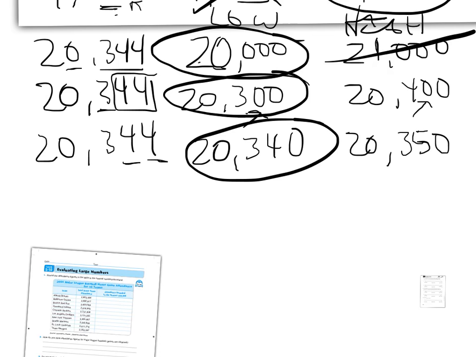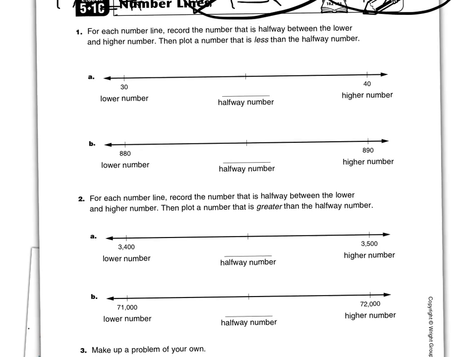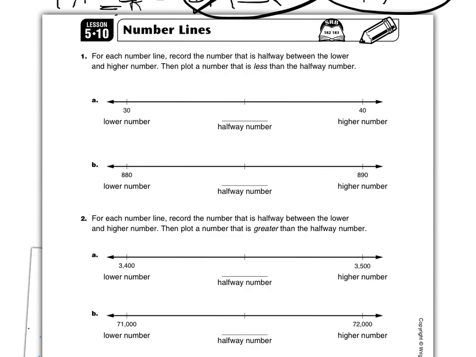So I want to quickly show you a chart that kind of helps you better understand. Number lines. Okay, so find the halfway number here in all of these. Halfway number between 30 and 35, or 30 and 40 is 35. So anything 35 and above, you'd round up to 40. Here, 880 and 890 would be 885. Anything above the 5 would round to 890.